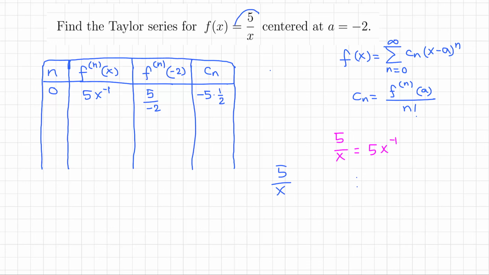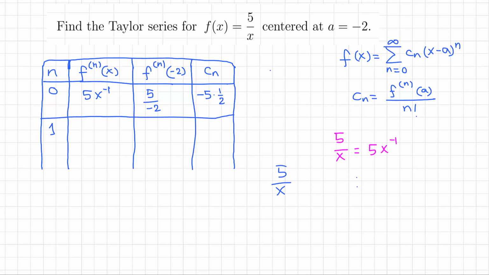In fact, in this function we could have just dropped the 5, found the Taylor series for 1/x, and eventually multiplied by 5. That would work as well. That's why I want to separate this 5. That is for n = 0.